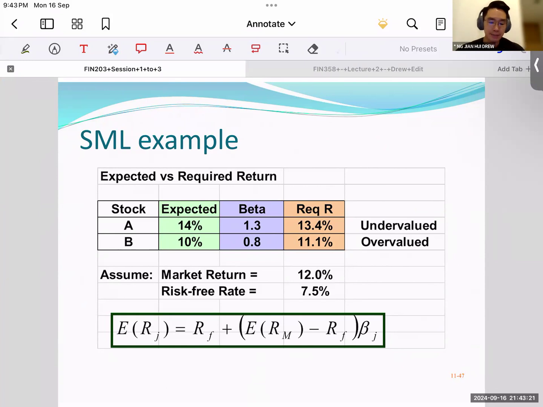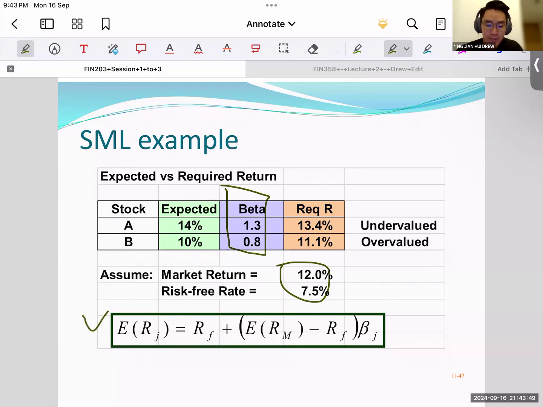Okay, so we have an example here. Let's look at this. We are given the beta and we are given the market return and risk-free. And so the question is, is this an overvalued or undervalued stock? Okay, so let's use the CAPM model that we just learned.